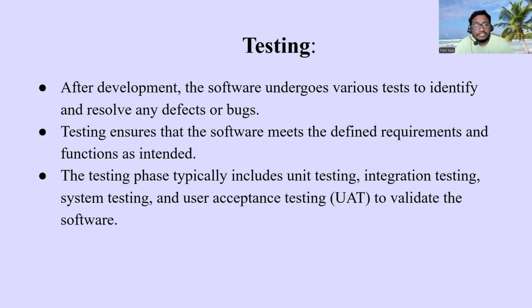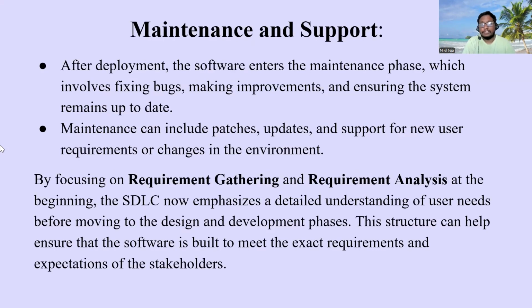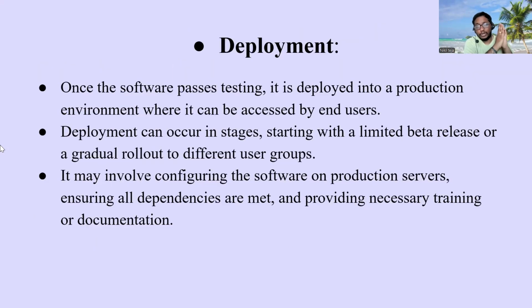Next, the testing phase typically includes unit testing, integration testing, system testing, and all these technical tests. And user acceptance testing is nothing but testing with the actual users to validate the software, right? First you have to verify the software, then you have to validate the software. We will learn about that in software product management.